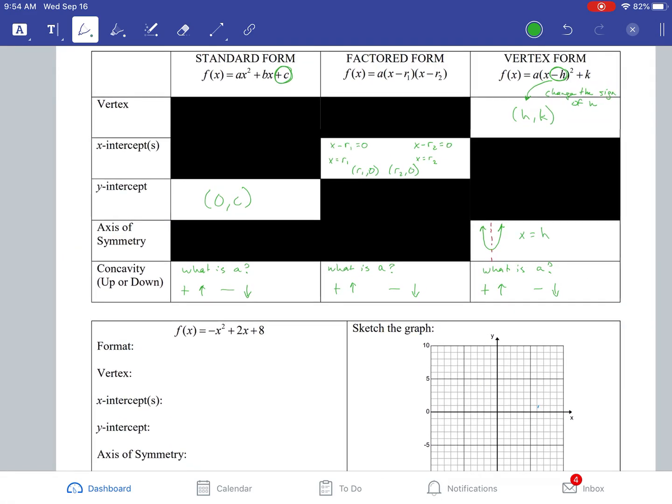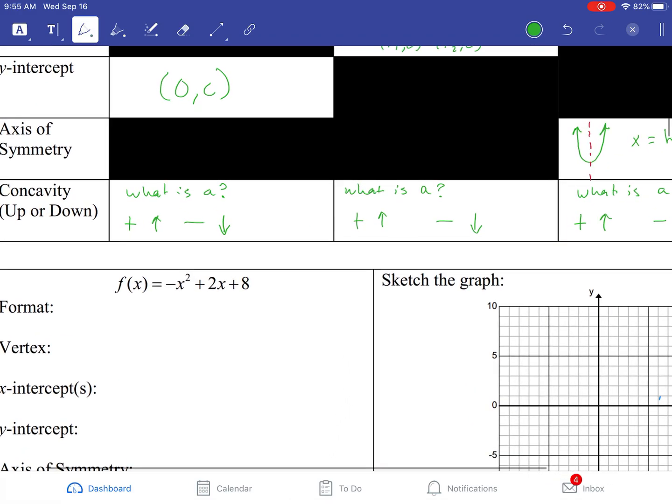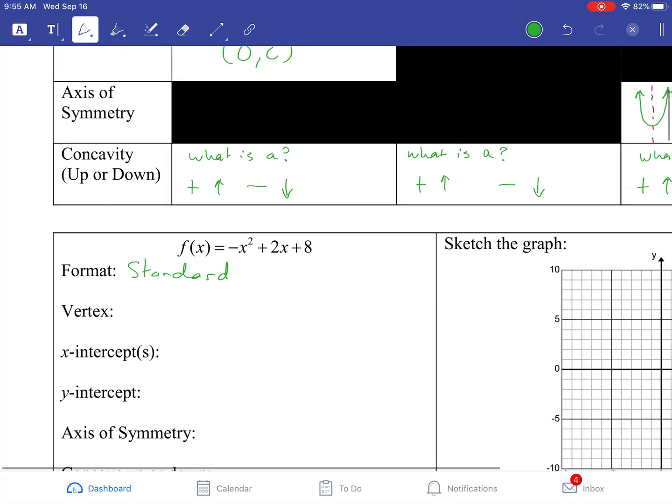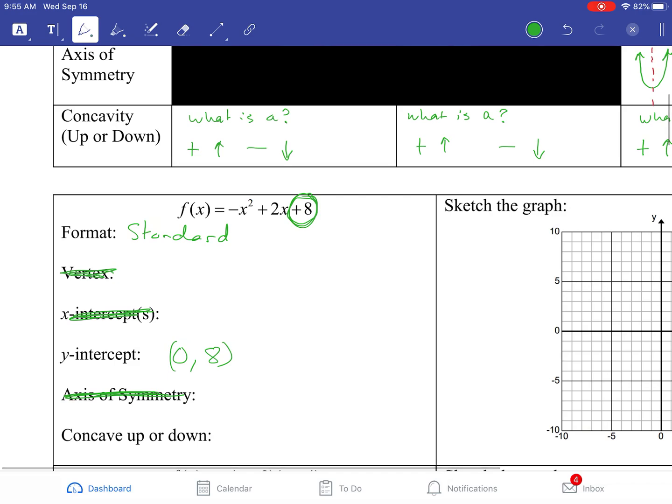Okay, so here we have standard form equations. So we're going to put down standard because it looks like a standard form equation. In a standard form equation, we're looking for two things. We're not looking for the vertex or the x-intercepts or the axis of symmetry. We're just looking for the y-intercept and the concave up or down. Your y-intercept is based off the last number right here. So that's 8. So our point would be (0, 8). And then concave up or down is going to be based off of the a value, and the a value in this case is negative. So it's going to go down.